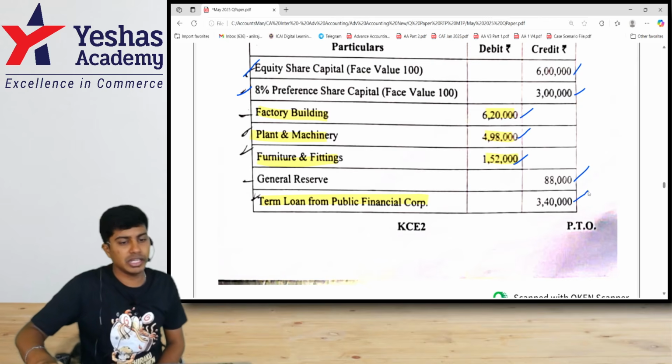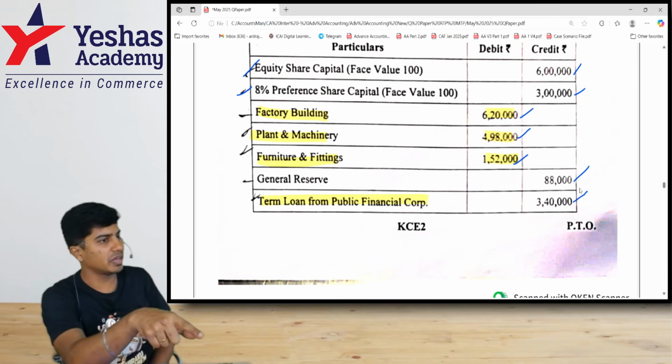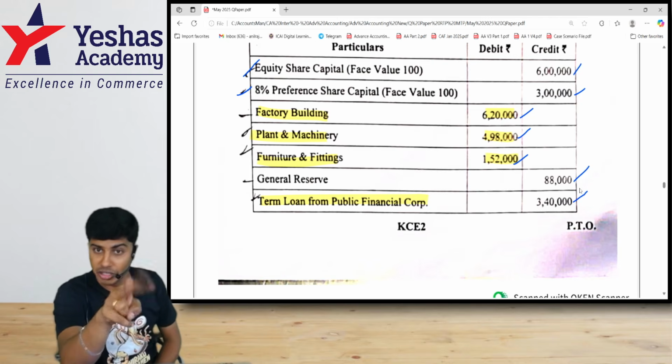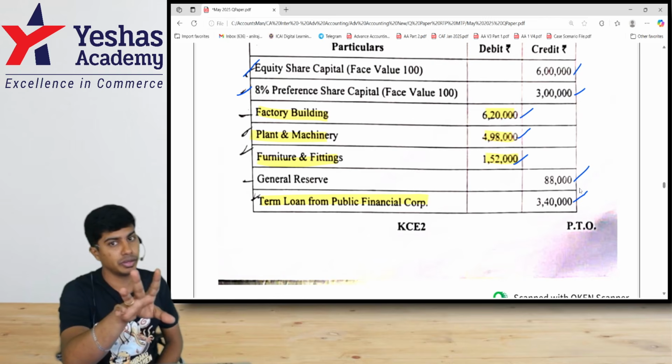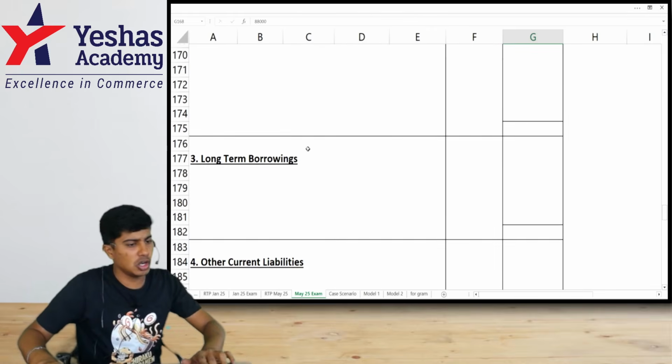What do we have after this general reserve of 88? Term loan 3 lakh 40. There is no specific mention about whether it is long term or short term. You can assume either ways. I will assume it to be long term borrowing. Can I assume it short term? Absolutely yes. I'll assume it to be long term borrowing.